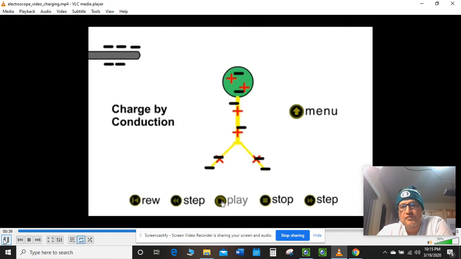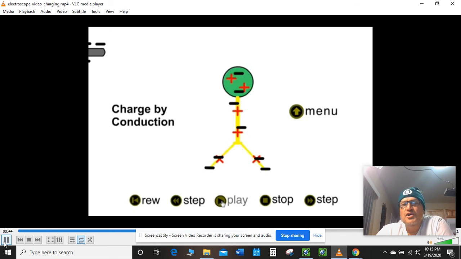So electrons are transferred over, and now we have an excess of electrons, of negative charge. So this whole thing has a -2 charge. And we can see the separation here as well. So that's called charge by conduction.